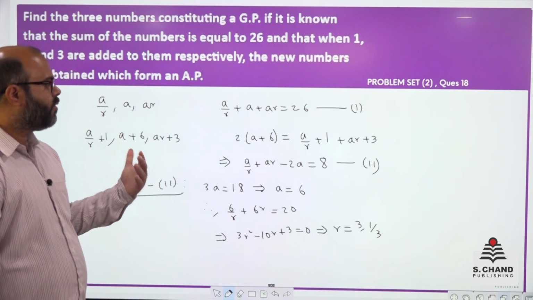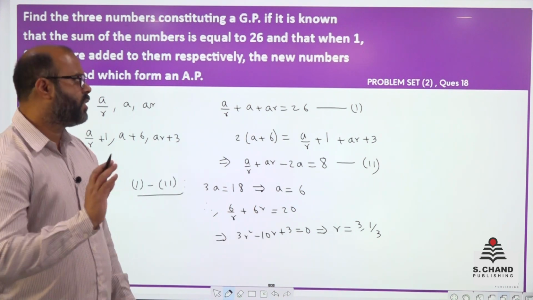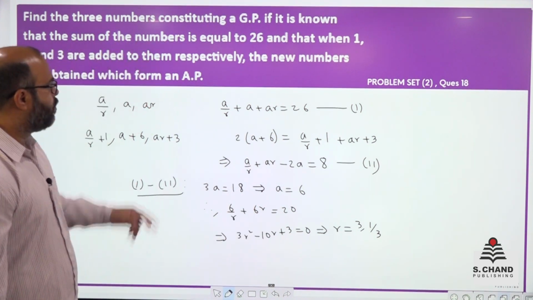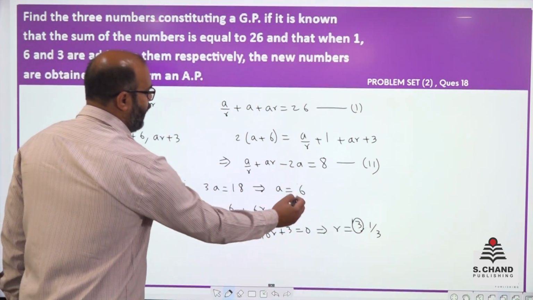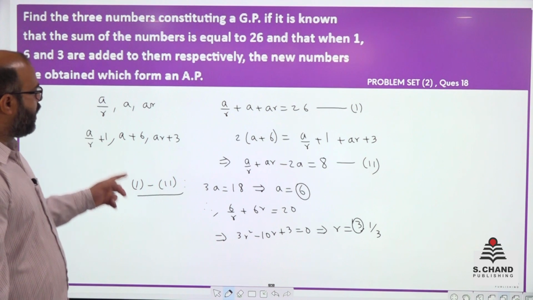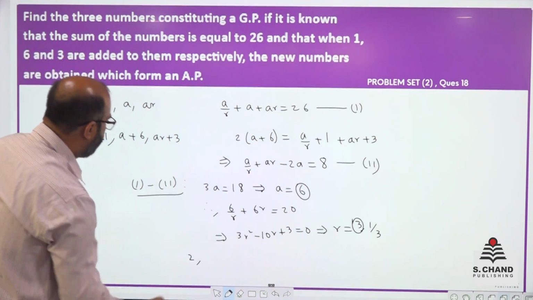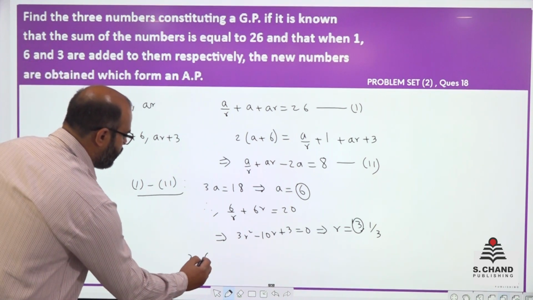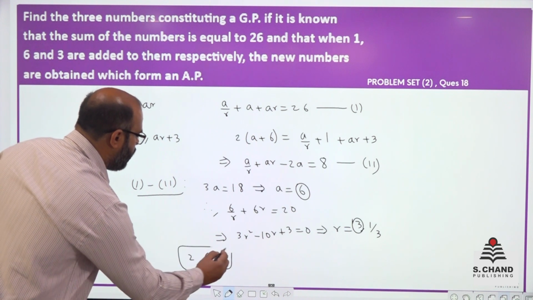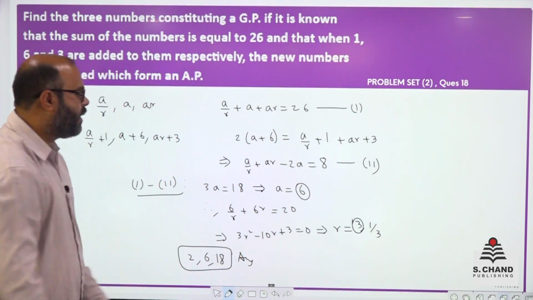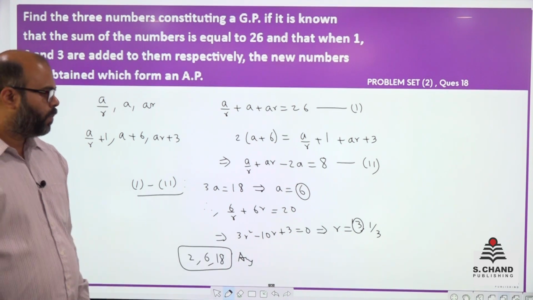Now you can take both the common ratios, no issue with that. If you take 3, it will be an increasing GP. If you take 1 by 3, it will be a decreasing GP. Terms will still be the same. So find the three numbers. So let us take 3. So when we take r as 3 and a as 6, the numbers are a by r, that is 6 by 3, 2, and a, that is 6, and ar, that is 18. So this is our answer. If you had taken 1 by 3, then you will get it in reverse order, 18, 6 and 2.